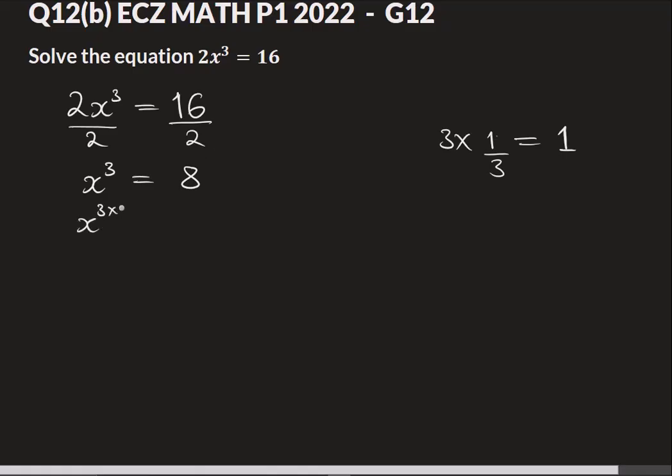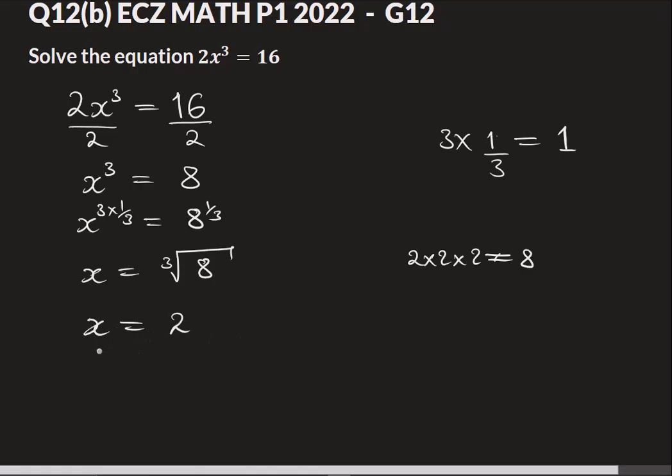Next, we multiply the power on both sides. Then we have x equal to the third root of 8, like that. And we ask ourselves, what number can multiply itself 3 times? You can see the number we're looking for is 2. So our solution for this problem is 2.